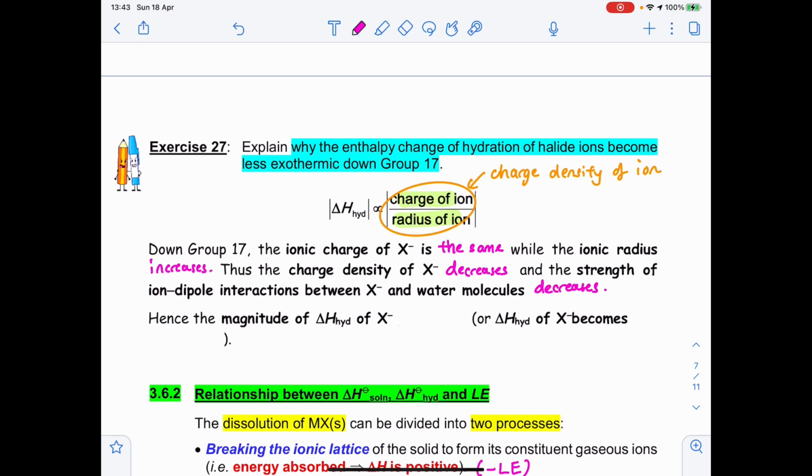Hence, the magnitude of enthalpy change of hydration of halide ion decreases, or the enthalpy change of hydration of halide ion becomes less exothermic as you go down group 17.